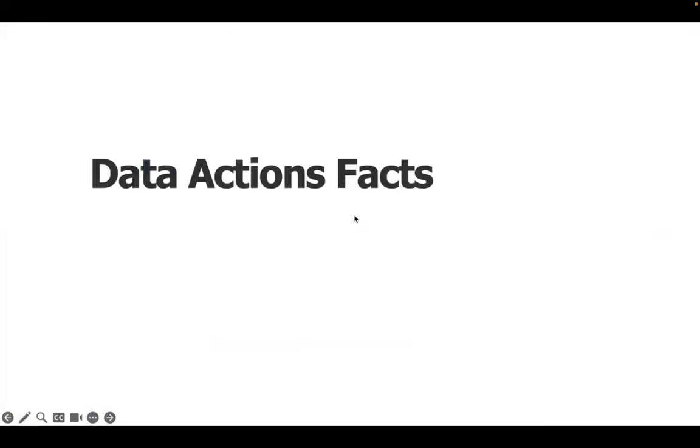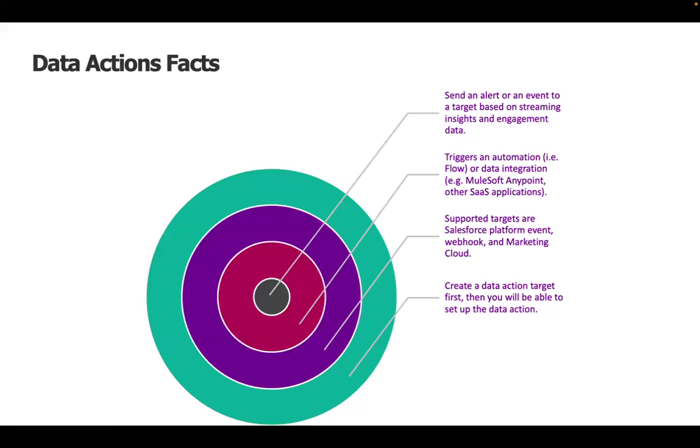And let's go to the next thing. So what are some of the facts you should understand when using data actions? Make sure to try to understand this. You'll get one question, especially on these data action facts. So the biggest thing to remember when using data actions is that there are four key facts. Number one, you could send an alert or an event to a target based on streaming insights and engagement data, the one we discussed. If anything is happening, you could trigger an event on a target system based on your streaming insights and engagement data.